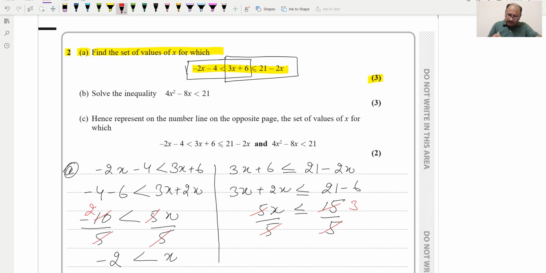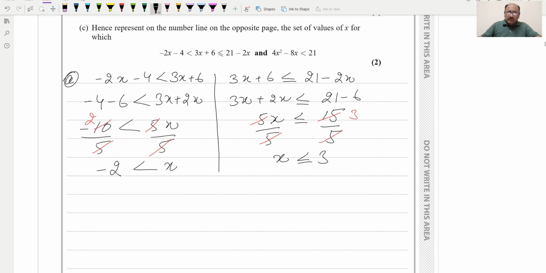5 threes are 15, so x is less than or equal to 3, and this is basically the inequality which we got, and we can combine these two. x is greater than minus 2 and less than or equal to 3. This is how we can write it, and the values will be what? Minus 2 will not be included. We will start from minus 1, 0, 1, 2, and 3 will be included, and these will be the values.